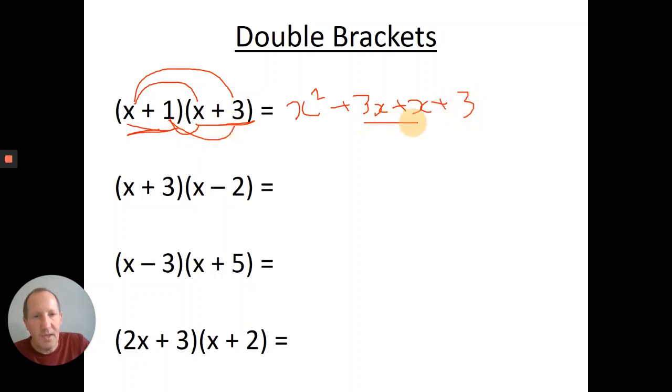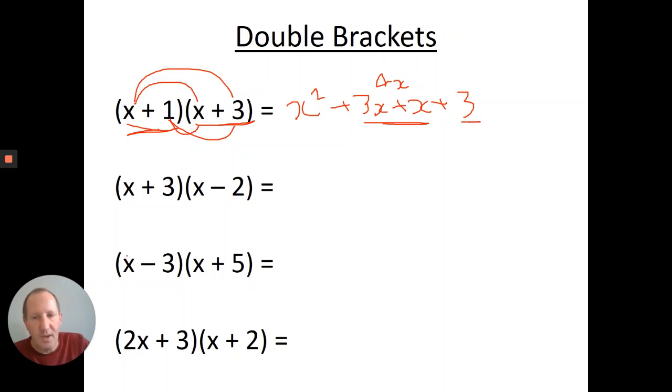Now these two here will add up together to give me 4x. That 4 has come from doing 1 add 3, which gives me 4. That's the method you'll need to use for factorising. The number on the end, 3, has come from doing this times this: 1 times 3 gave me that. The x squared is because we have the x times x at the front.